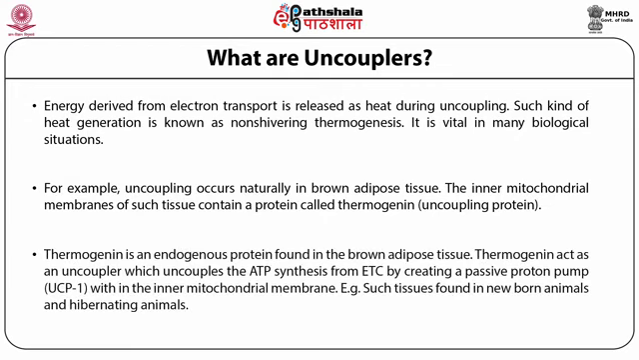Thermogenin is an endogenous protein found in brown adipose tissue. Thermogenin acts as an uncoupler which uncouples ATP synthesis from the electron transport chain by creating a passive proton pump within the inner mitochondrial membrane. Such tissues are found in newborn animals and hibernating animals. So, the presence of such tissues helps newborn animals to generate heat by themselves.